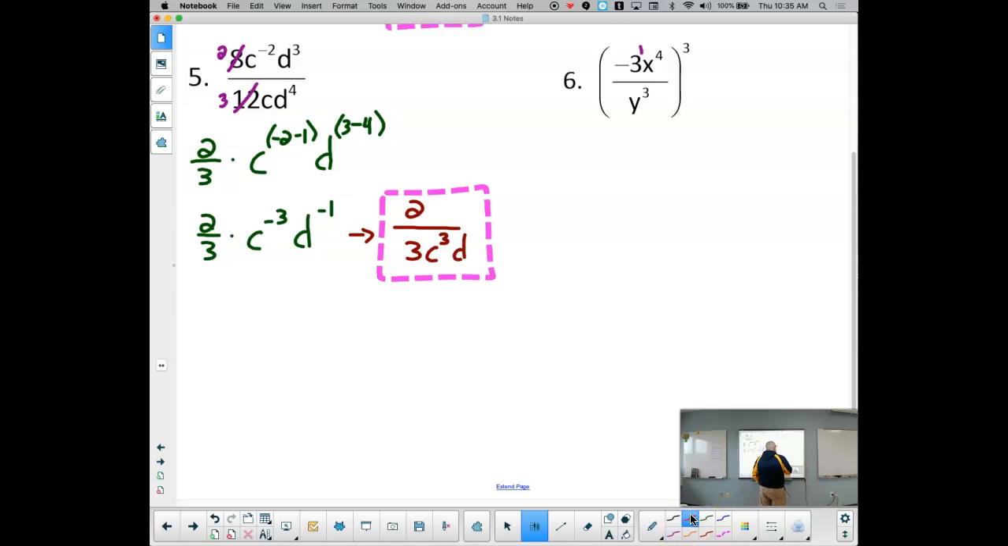Exponent of 1 there on that number. 3 goes in there, 3 goes in there, but 3 also has to go into that one. Okay? All right, so I've got negative 3 cubed x to the 4 times 3 power. I should say times 1. That way I show all of my work. All over y to the 3 times 3 power.